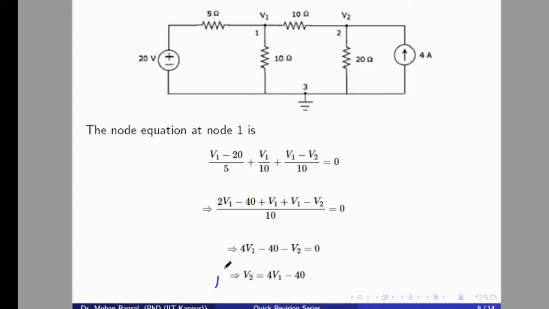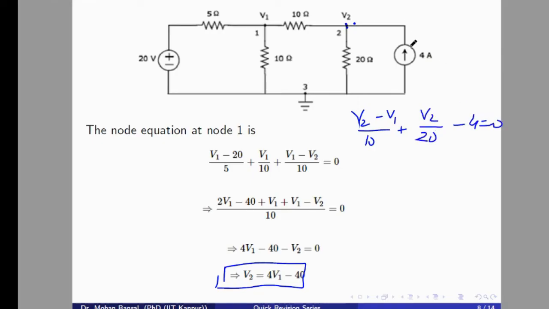So we are getting one equation from the node V1. Similarly, we will apply nodal analysis at node V2, and we usually consider all the currents leaving that node. So the expression will be (V2 minus V1) divided by 10 plus V2 divided by 20 minus 4 equal to 0. Because here we can see the 4 ampere current is entering the node, so it will be minus 4.